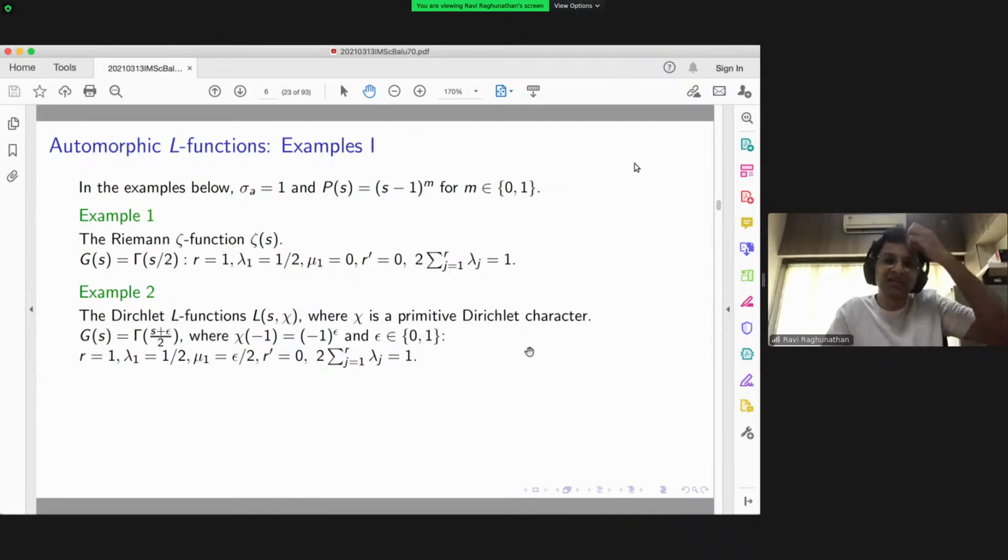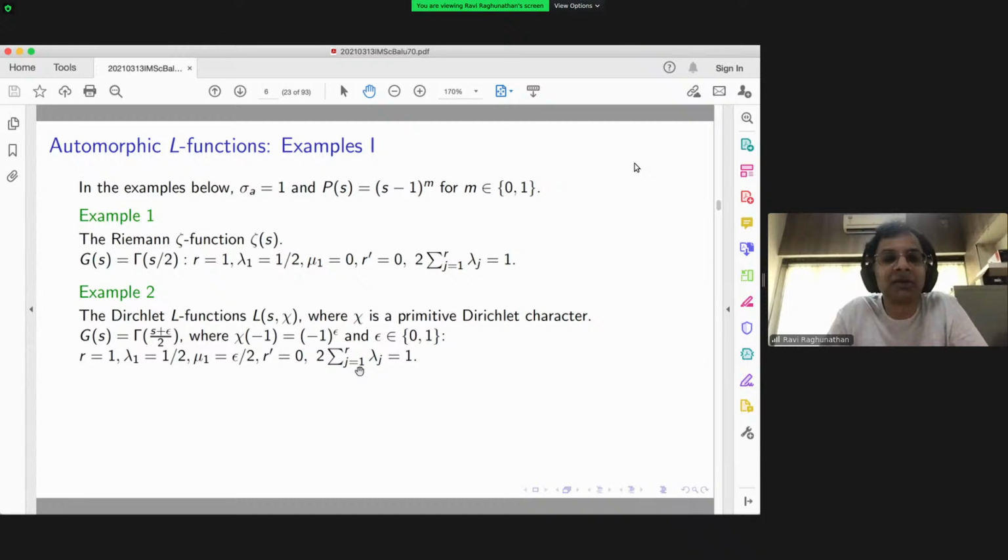We have the Dirichlet L functions. It's very similar, where it's L of s, chi, where chi is a primitive Dirichlet character. Again, there will be only one gamma function occurring, and it will occur in the numerator, right? It's given by this formula, chi of minus 1 equals minus 1 to the epsilon, and epsilon will be either 0 or 1, according to whether chi is even or odd. And again, r is 1, that is the number of gamma functions in the numerator that occur in the functional equation. Lambda 1 equals half. Mu 1, of course, now is epsilon by 2, maybe 0 or half in my notation. r prime, the number of gamma functions in the denominator, is 0. And once again, twice the sum of the lambda j's is 1. So there's no real change in this.